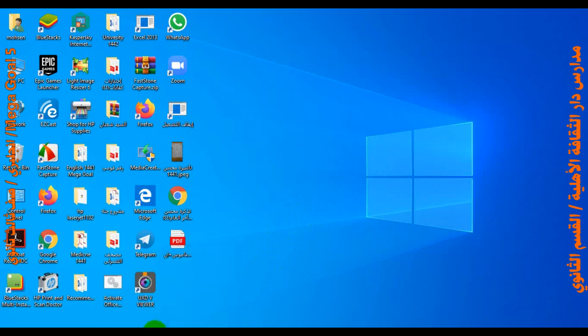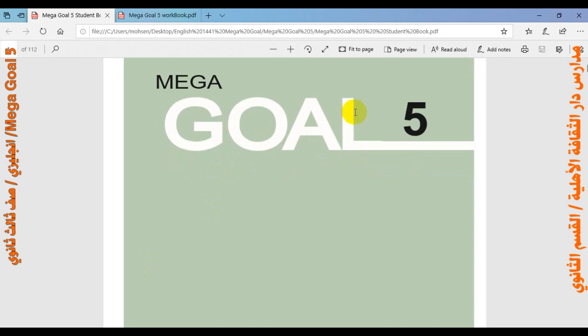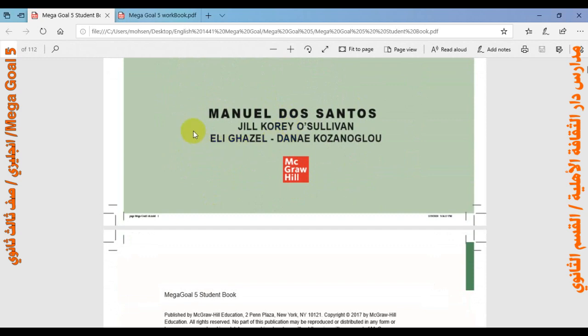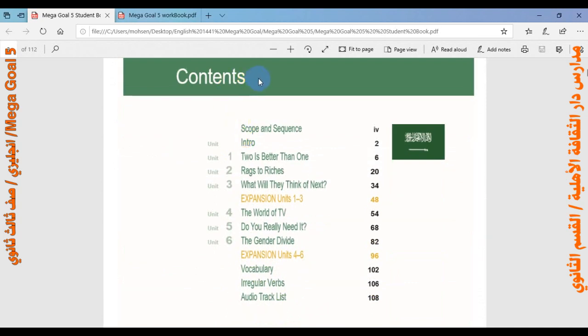Today inshallah we are going to give you our new curriculum or syllabus. Our new syllabus for this year is Mega Goal 5. Third year is going to study Mega Goal 5. It's a new curriculum you are going to study this year. It's different from the Traveler series. This is another series. You are going to study 6 units here.